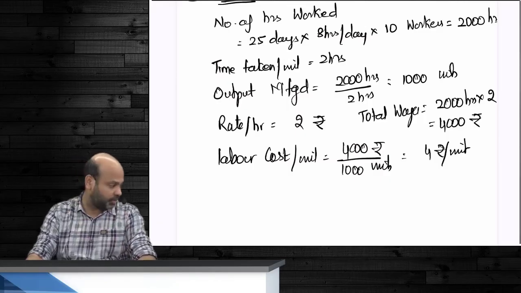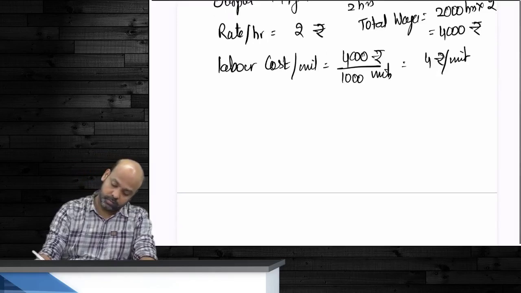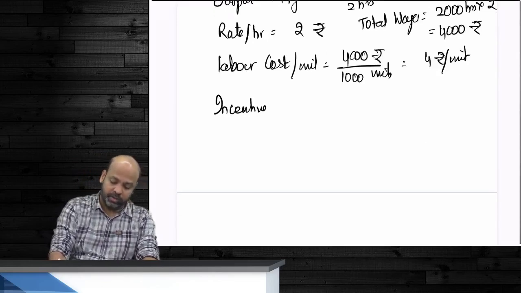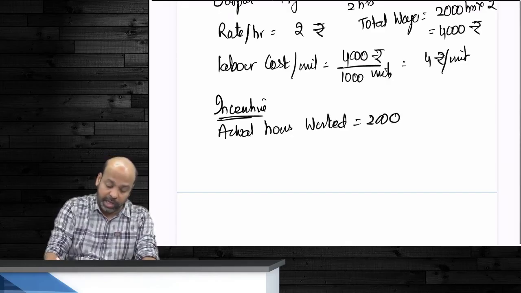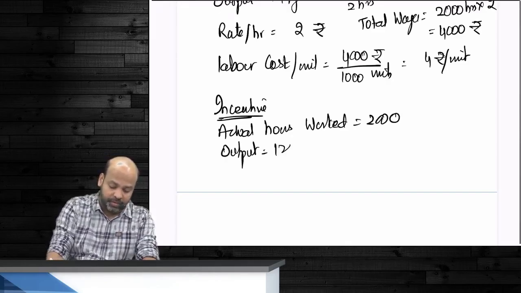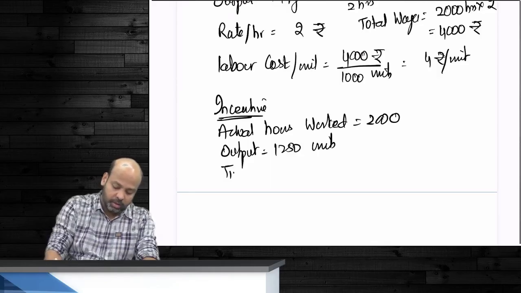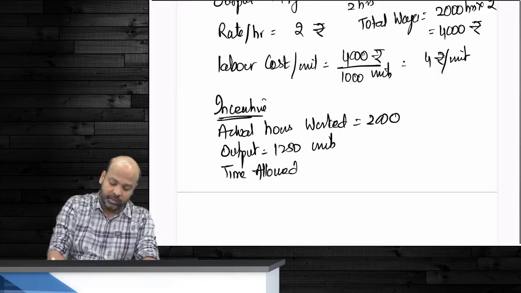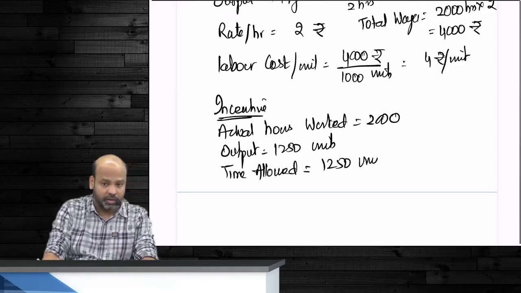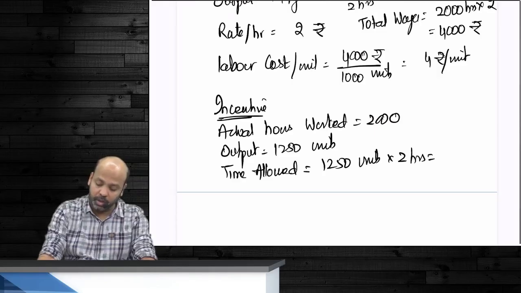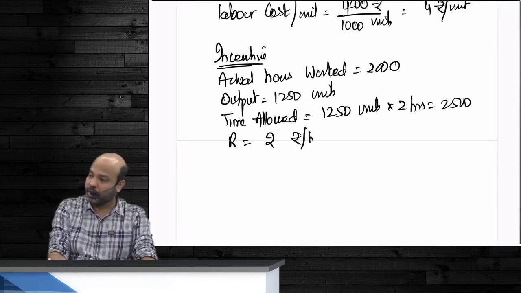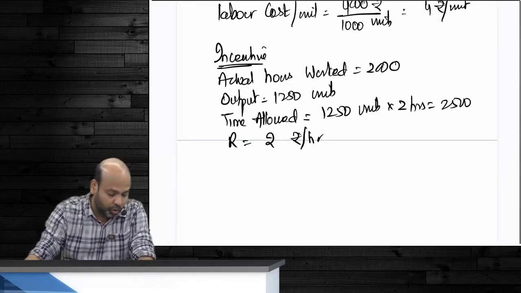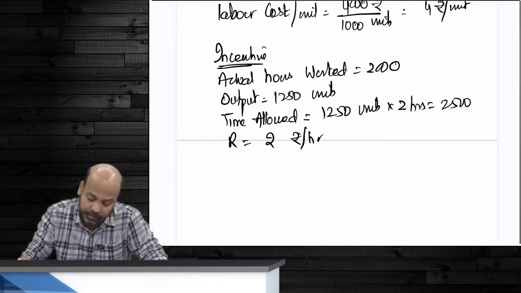Next, guys, under incentive scheme, please understand beta, under incentive, actual hours worked will remain at 2000, it is not changing. Are we clear? But the output beta will become 1250 units. What will be the time allowed? For each unit, guys, time allowed will be the same time that they were taking earlier. So that is 1250 into 2 hours. It will become 2500. What is the rate per hour? Still 2 rupees. Compute total wages under Halsey scheme. Compute total wages beta under Rowan scheme.